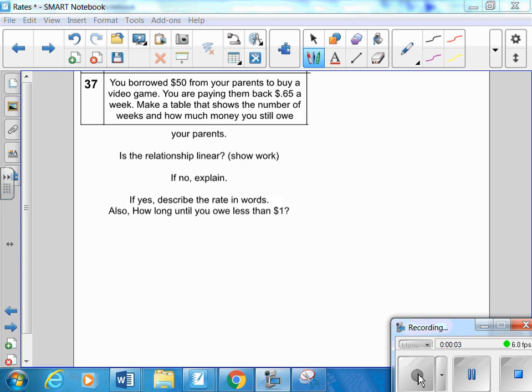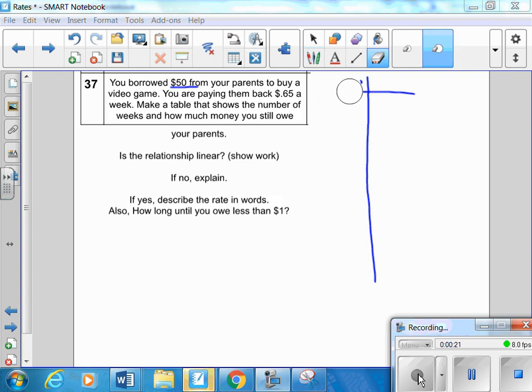You borrow $50 from your parents, and then you pay them back 65 cents a week. So let's make a table for that. We're going to let X represent the number of weeks, or actually, X is going to represent what week it is. So after 1 week, after 2 weeks, whatever. Okay, 0 weeks, you're going to owe them $50. So that's what you owe.